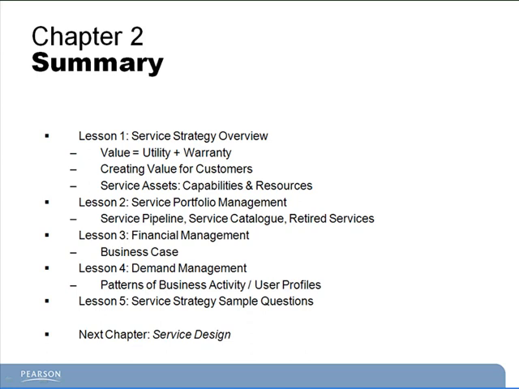The key takeaways from this chapter are: number 1, you need to remember the formula for calculating value, again, which is value equals utility plus warranty. And you also need to know the definitions for utility and warranty. You'll also need to remember the 3 sections of your service portfolio and what they're used for, and that's your service pipeline, your service catalog, and your retired services.